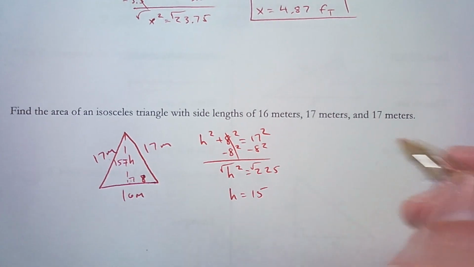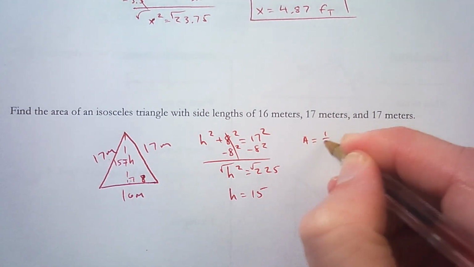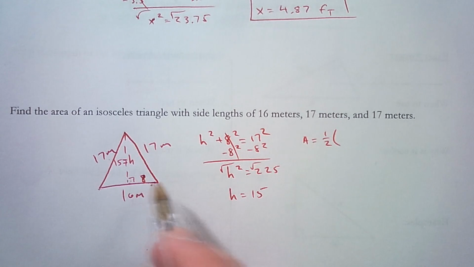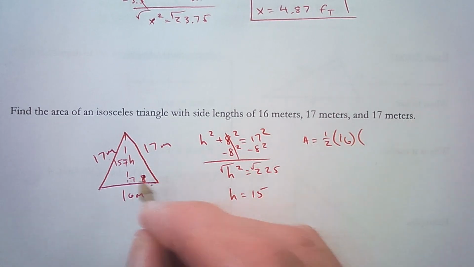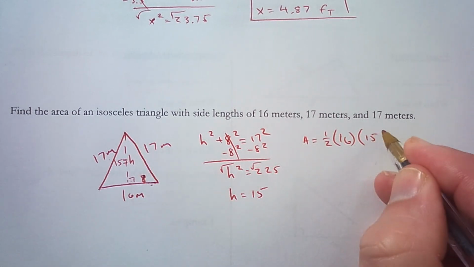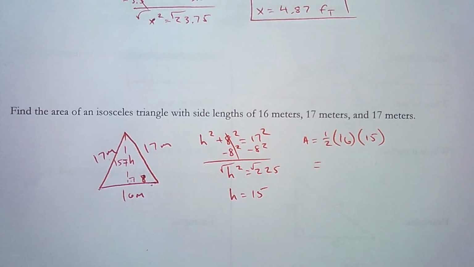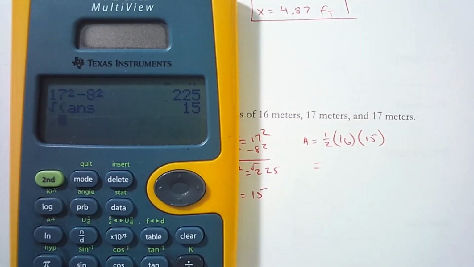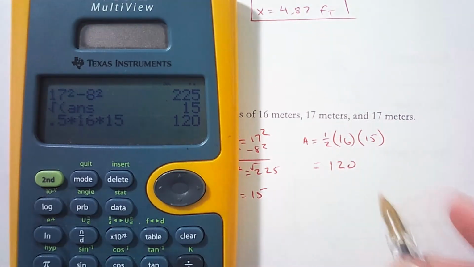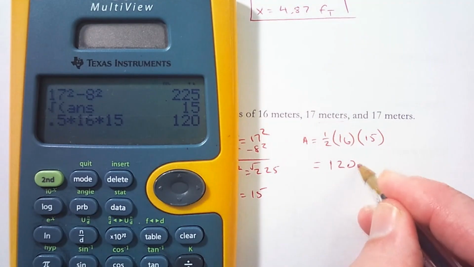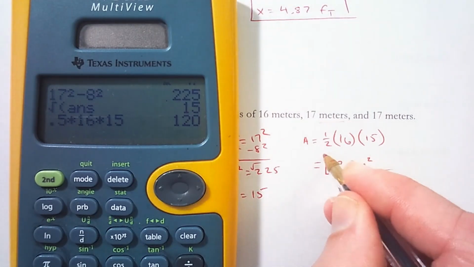Okay, now the area of a triangle is 1/2 times the base, which is 16, times the height, which is 15. Okay, so that's half, or 0.5 times 16 times 15 is 120, and this is in meters, so it's 120 meters squared.